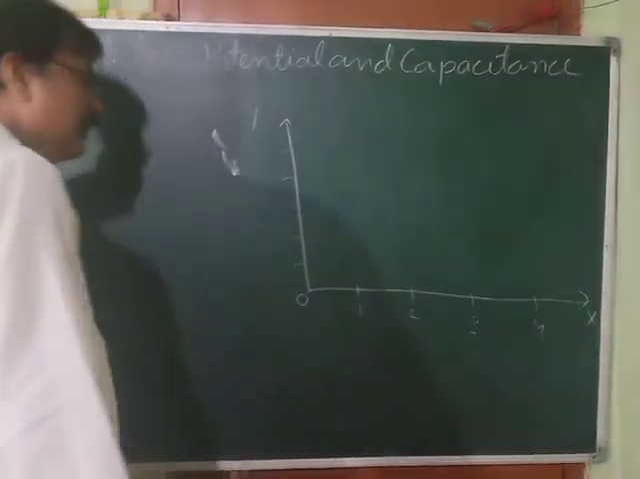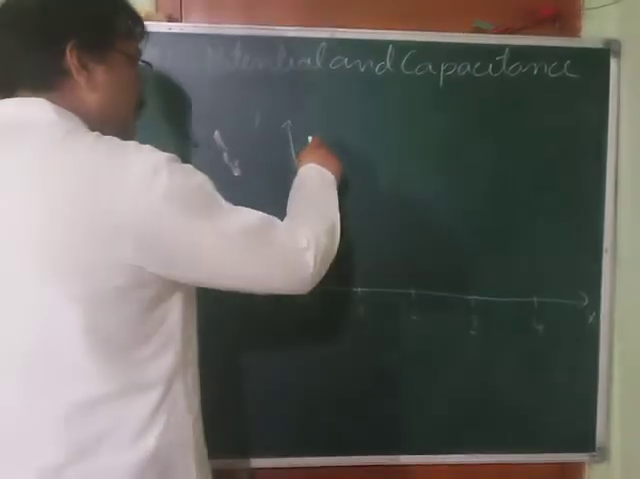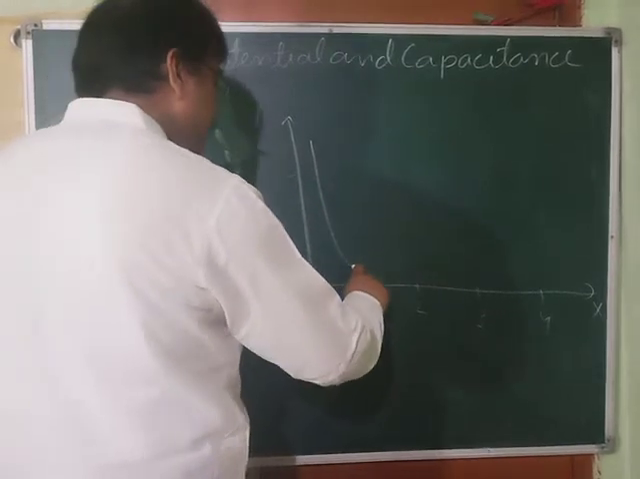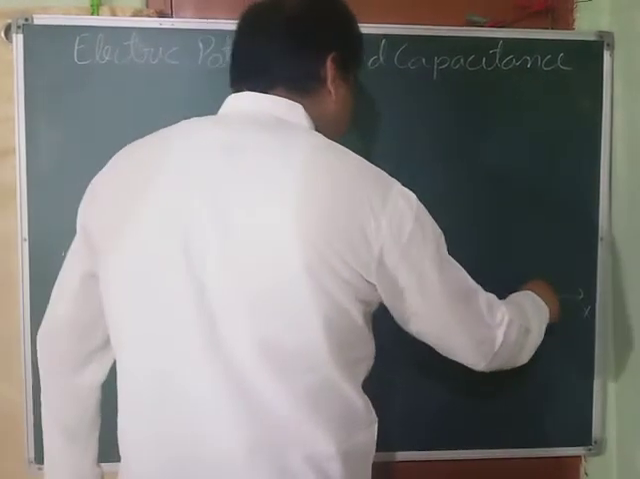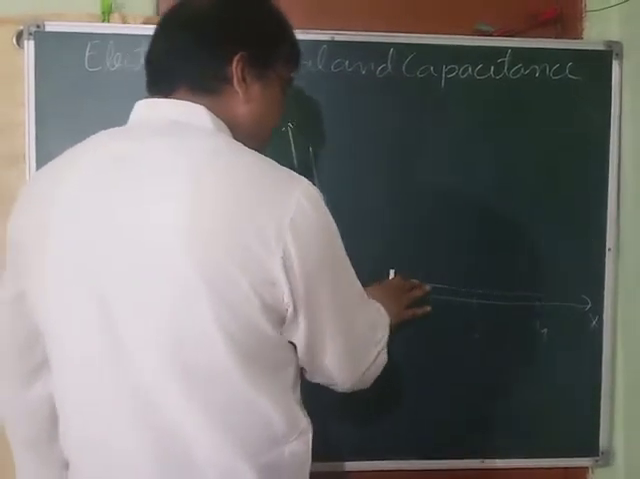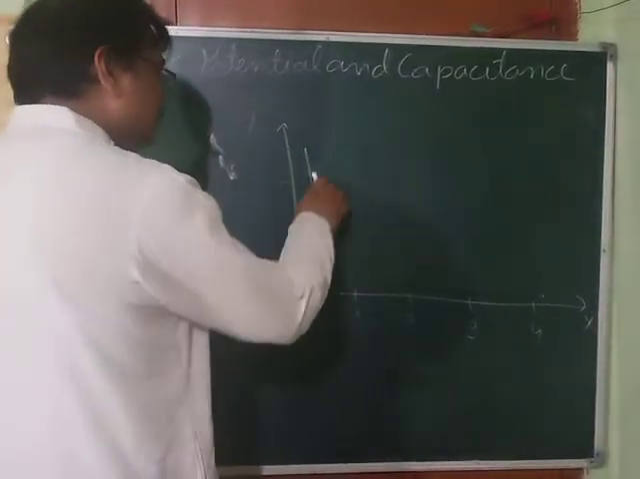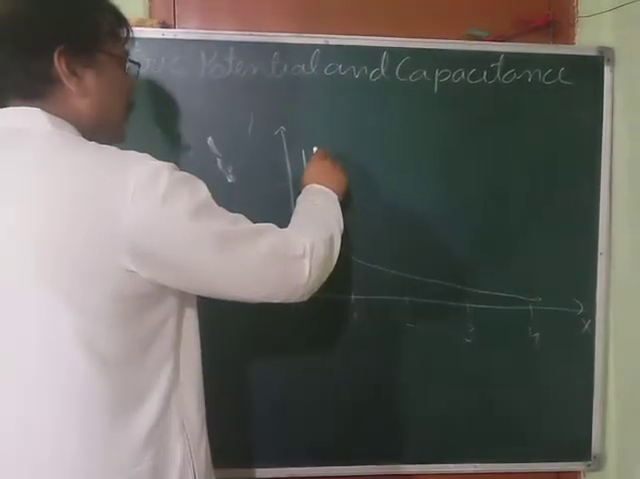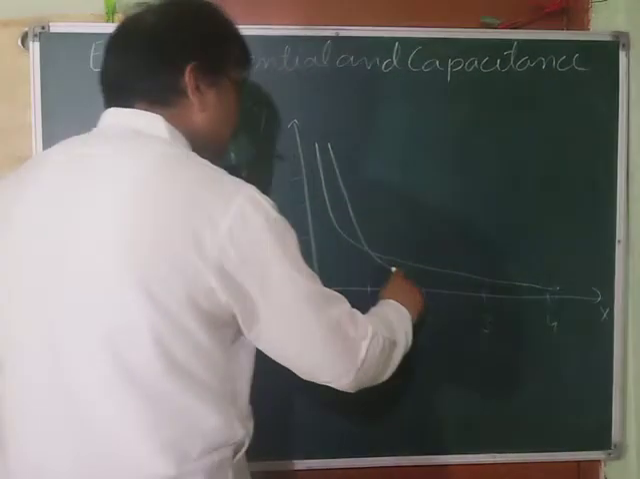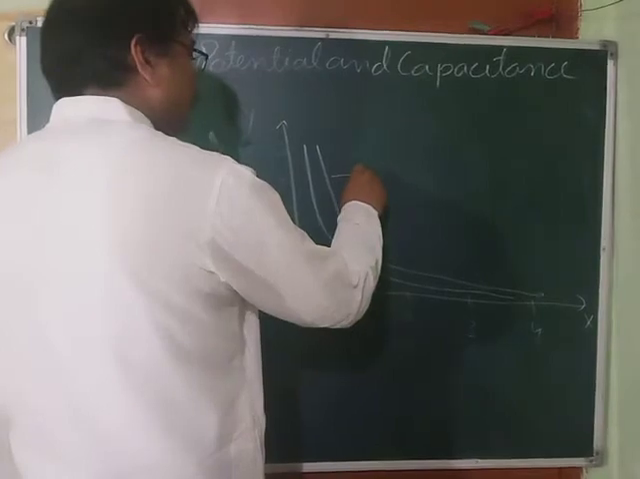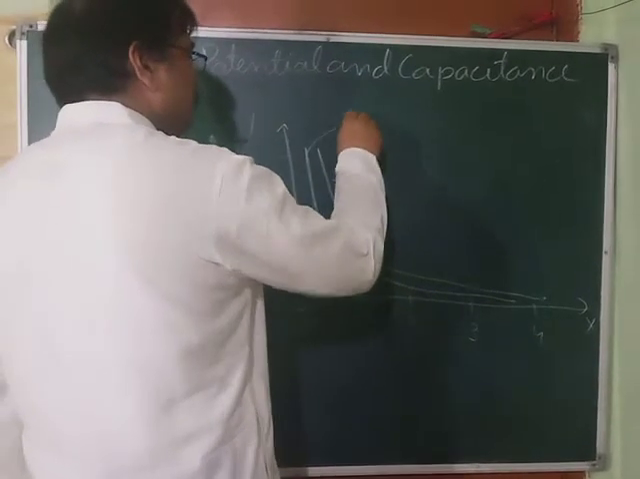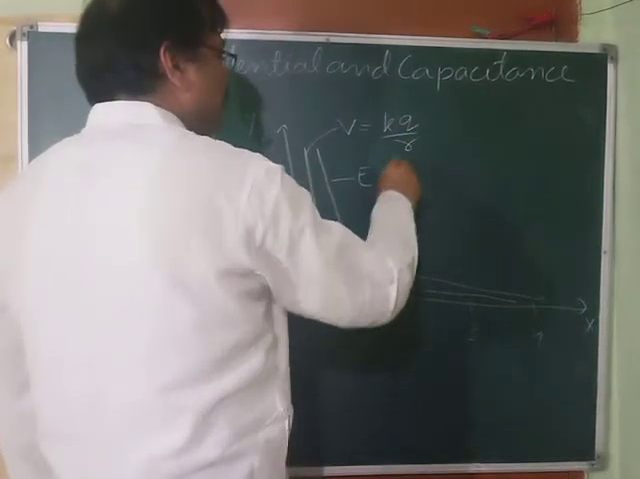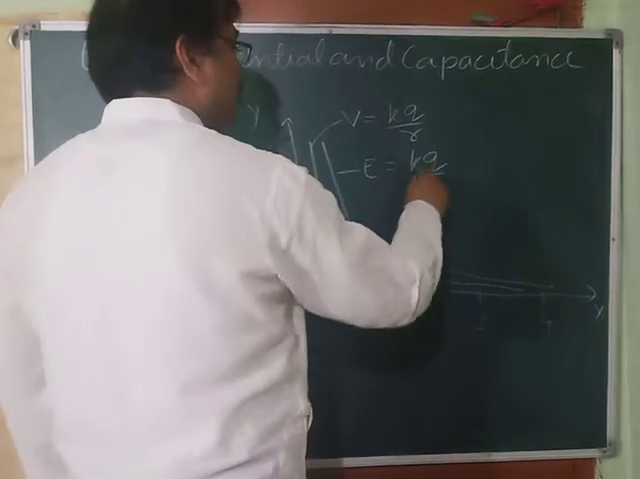It's like that. What we find, potential decreases like this, slowly, and then decreases like this. Sorry, this part first it is decreasing like this, and then it is going like this. Now this is the electric field, which goes like this. So this is your electric field and this is your potential. Potential, we know it is kq by r, and this is kq by r square.